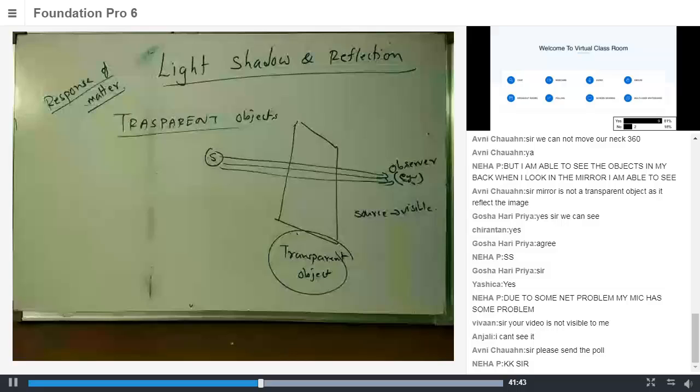Why is it not visible? Avni, the poll has ended. Because it is a transparent object and it has no color. Okay, that's why you say it is not visible. Any other explanation why it is not visible?